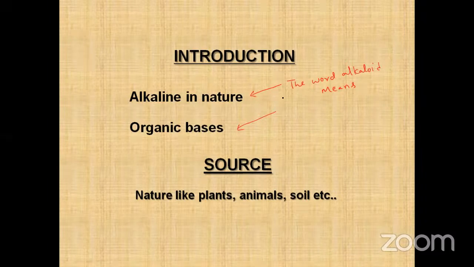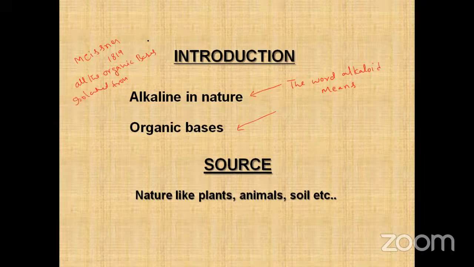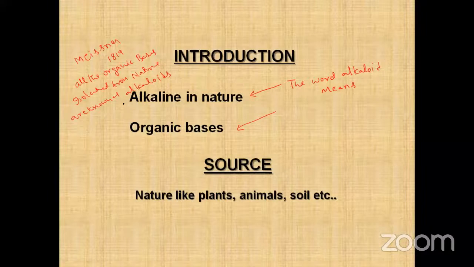According to Meissner, the scientist named Meissner, approximately in 1819, he suggested that all the organic bases isolated from nature are known as alkaloids. Therefore, according to Meissner, all organic bases isolated from plants or nature are known as alkaloids.